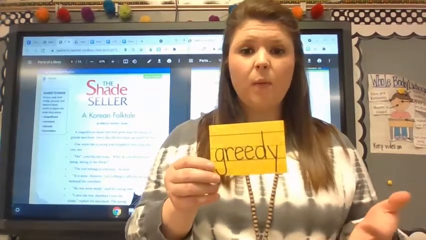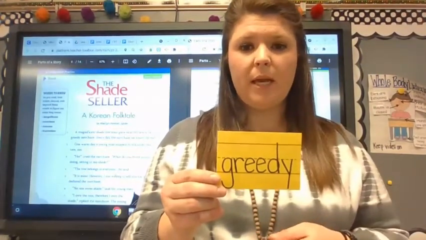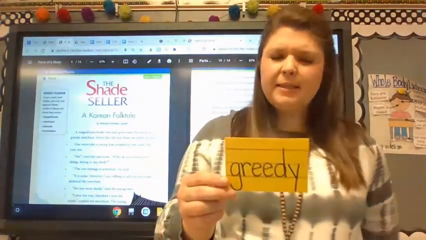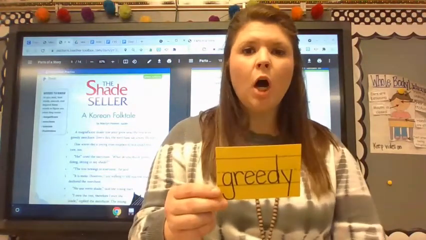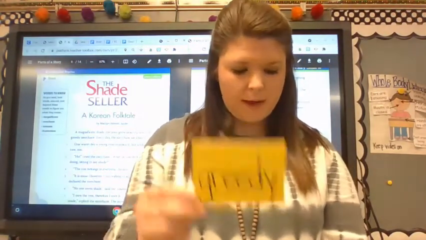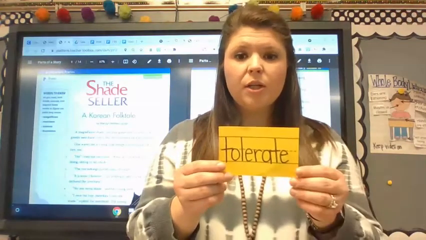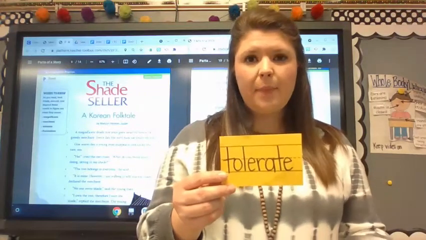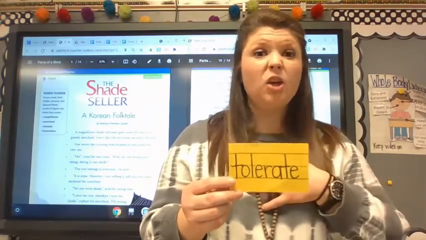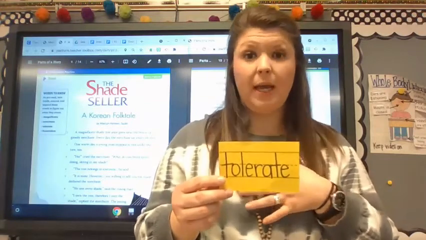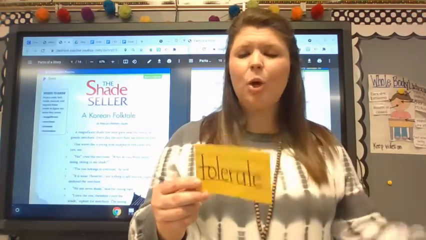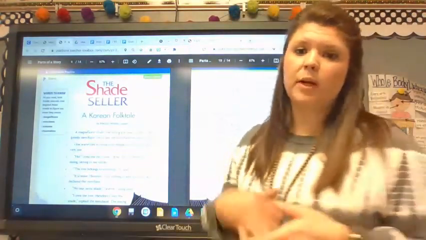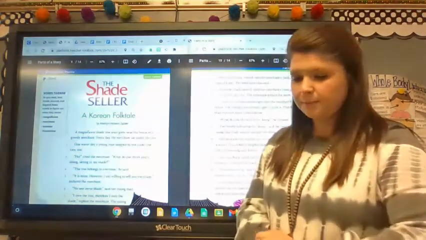So remember we talked about the word greedy. It has that R blend at the beginning, grr. The double E that says E, greedy, means having a selfish desire for something. The dog was greedy with his bone, okay? And then we have the word tolerate, meaning to accept, to endure, or to allow something to happen without stopping it. I could not tolerate the dog barking. I couldn't endure it. I couldn't let it happen without stopping it, okay? Those three words are important to our story of the Shade Seller.